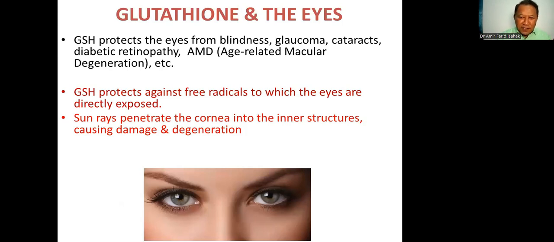Okay, what about glutathione and the eyes? From the available research, we know that glutathione protects the eyes from blindness, glaucoma, cataracts, diabetic retinopathy, AMD, and many more. How it does this is that glutathione protects against the free radicals to which the eyes are directly exposed, and sun rays penetrate the cornea into the inner structures, causing damage and degeneration. It is glutathione that is the main protector of the different parts of the eyes and, of course, the eye overall. Now, let's go into detail.